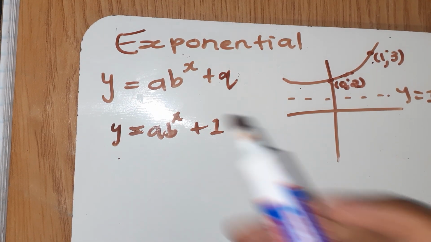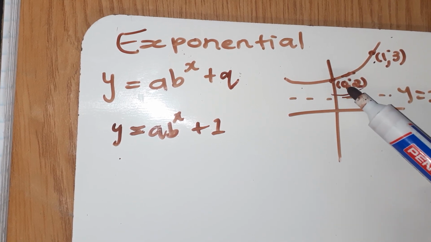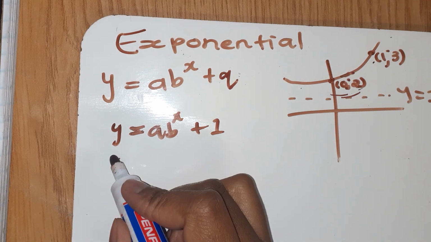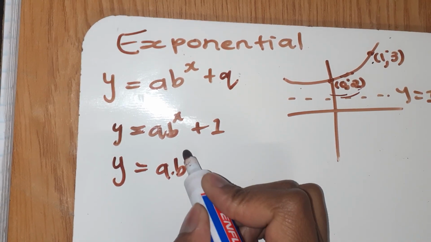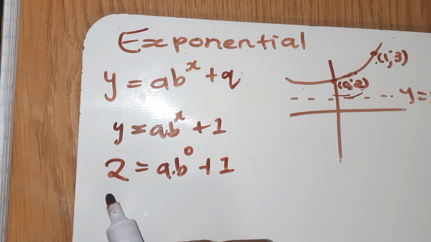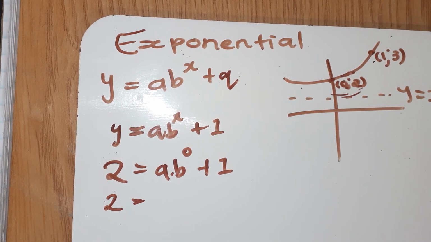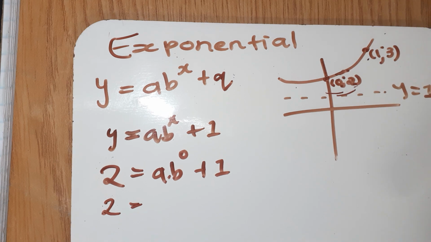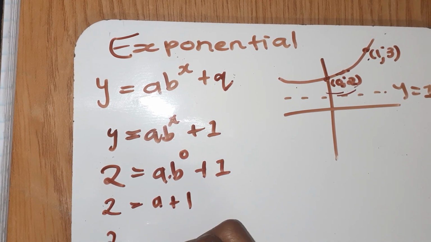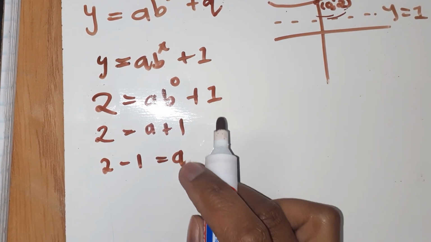And then you are going to substitute. Let's use this 2. You want x to be 0. So firstly, when you are trying to find a, use the value of the graph where x is 0. Then y equals a times b to the power 0, y is 2 here, plus 1. So 2 equals, anything to the power of 0 is 1, right? Yeah, anything to the power of 0 is 1. So the b becomes 1. Then we just have a plus 1. So 2 minus 1, the 1 comes to the other side. Then that will be equal to a.